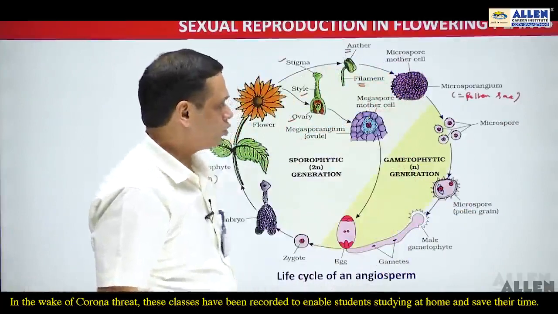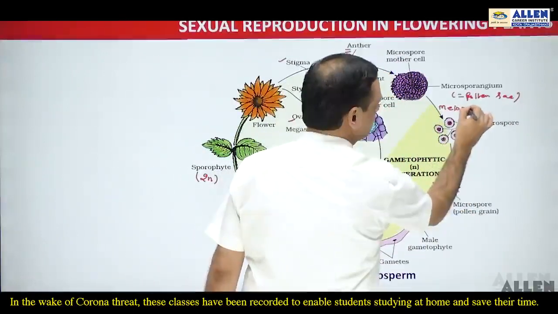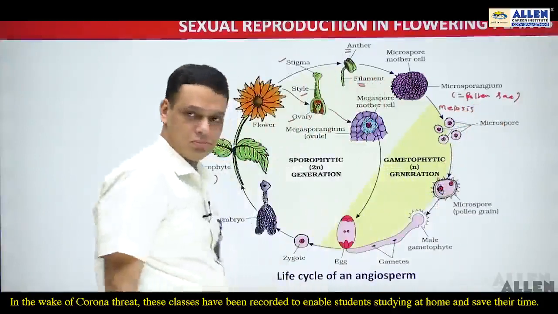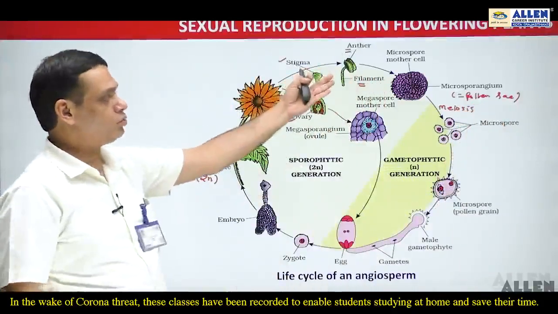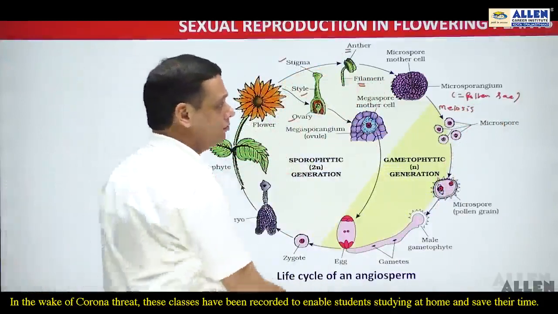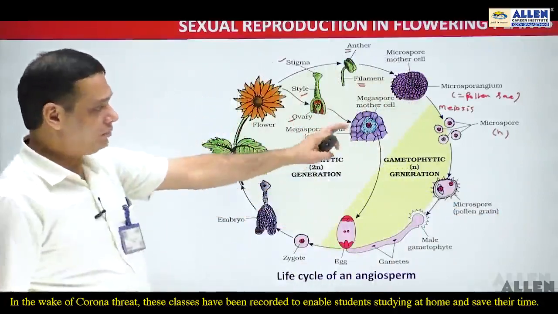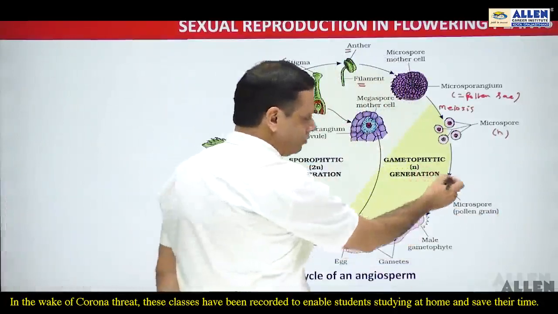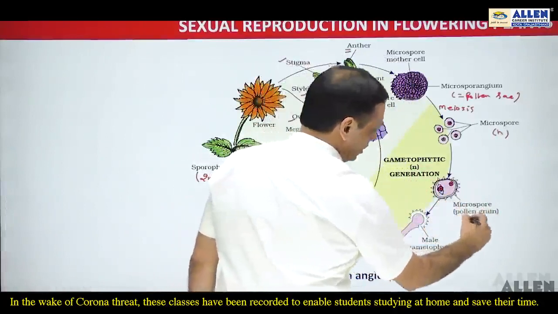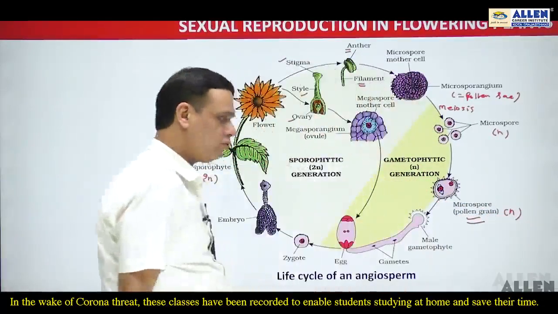And when these microspore mother cells undergo meiosis, they give rise to 4 microspores. Each microspore mother cell, when it undergoes meiosis, gives rise to 4 haploid microspores. And when these haploid microspores become thick walled, they are termed as pollen grains. So haploid pollen grains are formed.